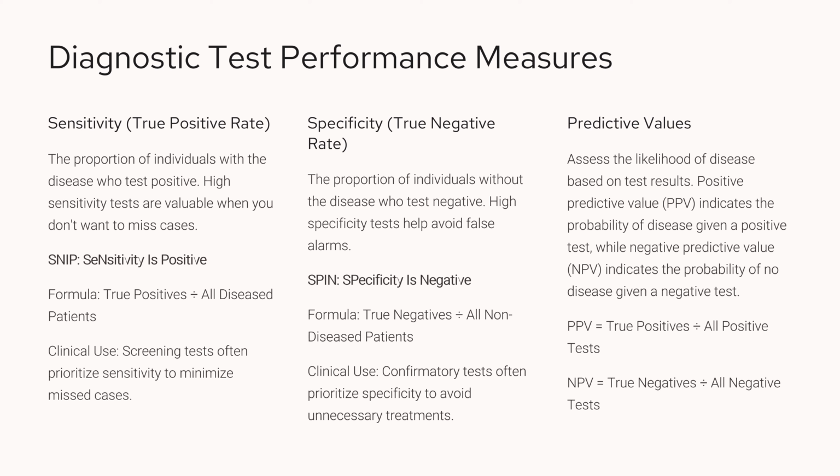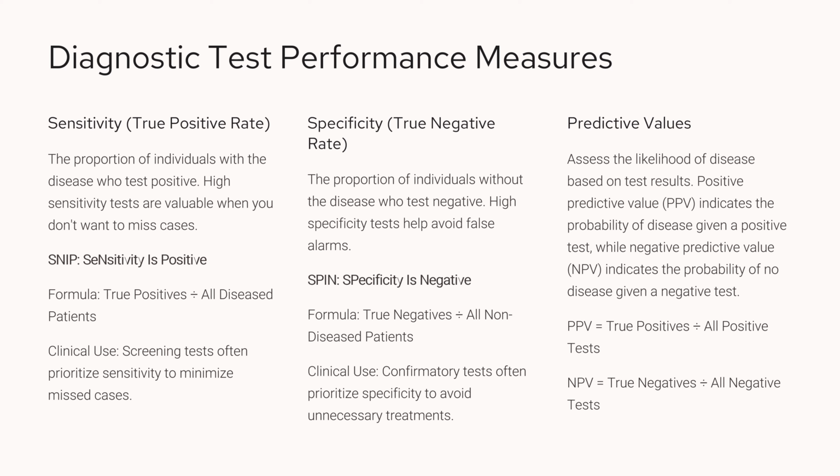In contrast, specificity means it shows true negatives when they're actually negative for a disease. Okay, and high specificity will help avoid false alarms. You don't want to freak patients out. You don't want to have to order a bunch of new testing that was unnecessary. So maybe you want a test with really high specificity. And you can remember this versus SNP: this one's SPIN, so specificity is negative. And just like the other formula, it's true negatives divided by all non-disease patients. It's usually used as a confirmatory test to prioritize specificity to avoid unnecessary treatments.